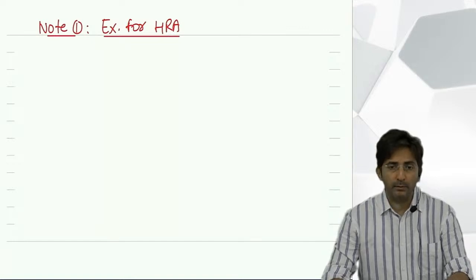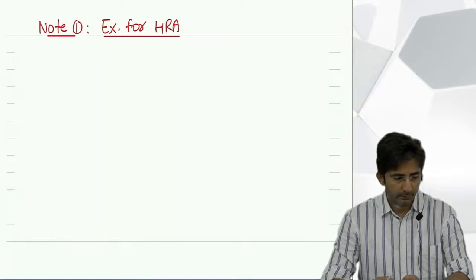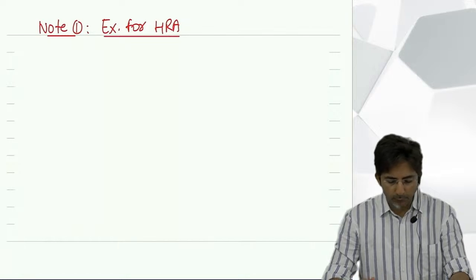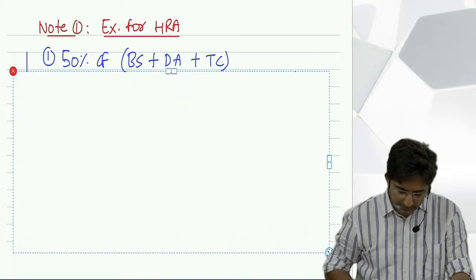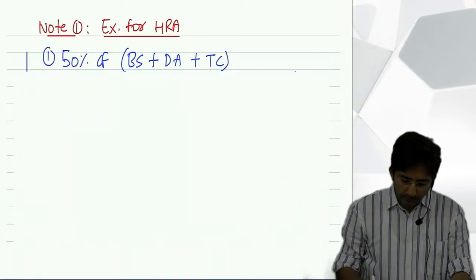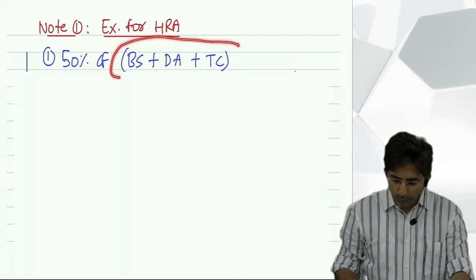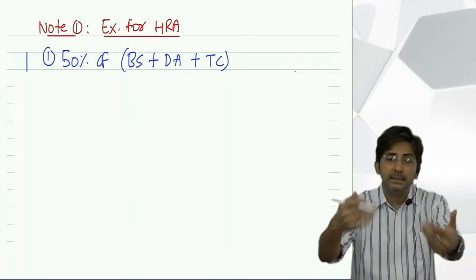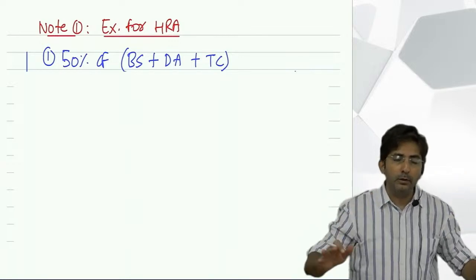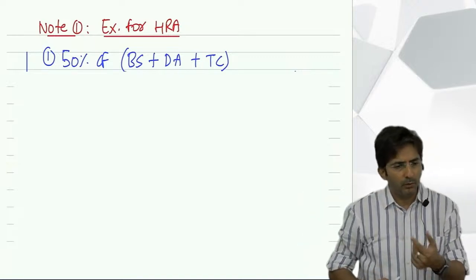Then note number 1, exemption for HRA. Start with the formula. First amount is what? 50% of salary. See how I have written, look. Tell me why I have written like this. You forgot, I told you. Here, as an employee, you might be getting many things in salary. But in the formula, you will take only three things.